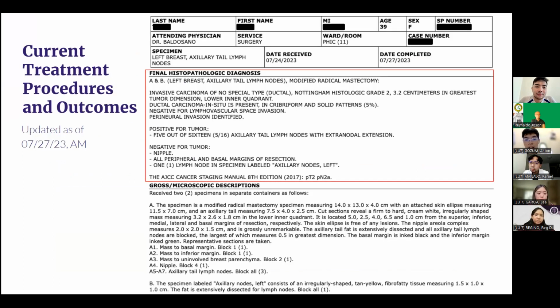However, as it's already updated today, sir. So the final histopathologic diagnosis says that it's an invasive carcinoma of no special type, ductal in origin with histologic grade 2. The margins are negative for the tumor. However, 5 out of 16 axillary tail lymph nodes were noted with extranodal extension. Hence, the staging of the cancer was upgraded to pathologic classification T2 N2, which at M0 would mean that the patient has been upstaged to stage 3A. Next slide, please.